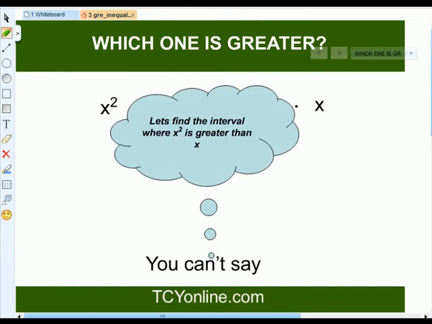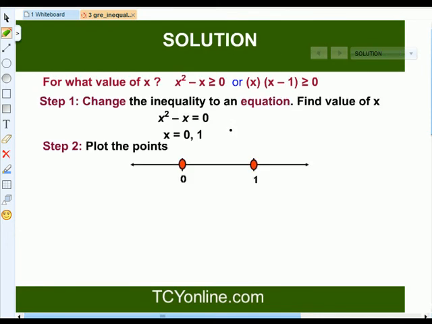Now the next question is which one is greater? Is x square greater or is x greater? Now let's find out the interval where x square is basically greater than x. We will first of all put that into the inequality x square minus x greater than or equal to 0. So now it means that x times x minus 1 is greater than or equal to 0.